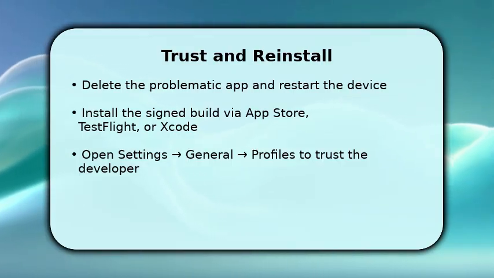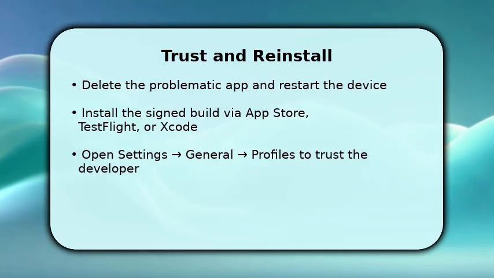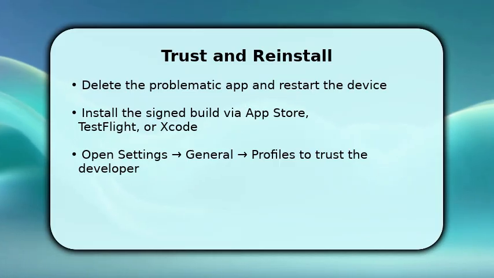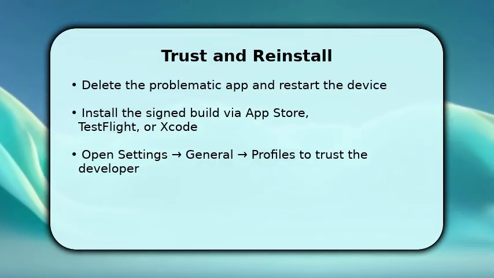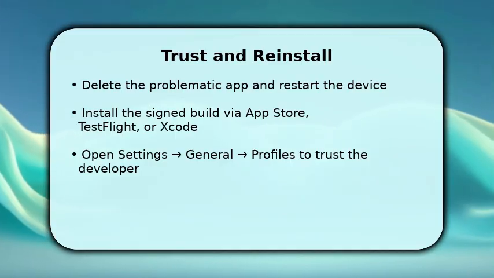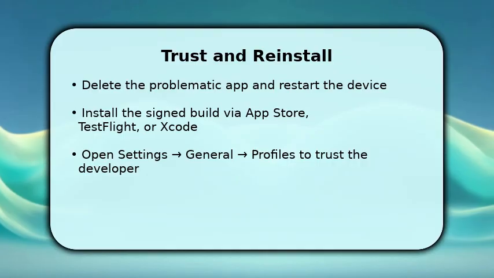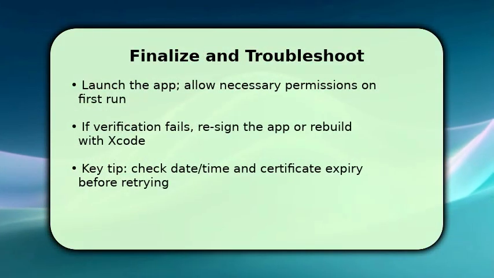Once the app is installed, go straight to Settings, General, Profiles and Device Management, and locate the developer certificate associated with that app. Tap Trust and Confirm. You do this because iOS blocks code it cannot verify. Trusting the certificate tells the system the source is allowed, letting the app run. Now launch the app and accept any permission prompts.